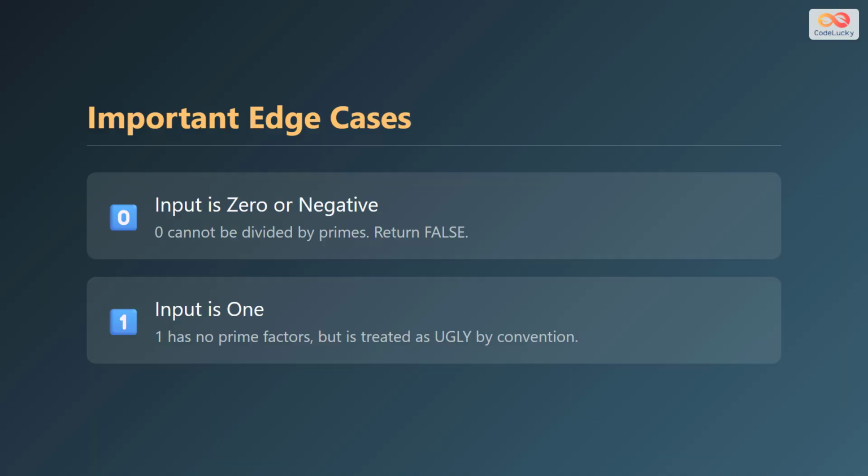Keep these edge cases in mind. If the input is 0 or negative, return false immediately. If the input is 1, return true, as 1 is treated as an ugly number by convention since it has no other prime factors.